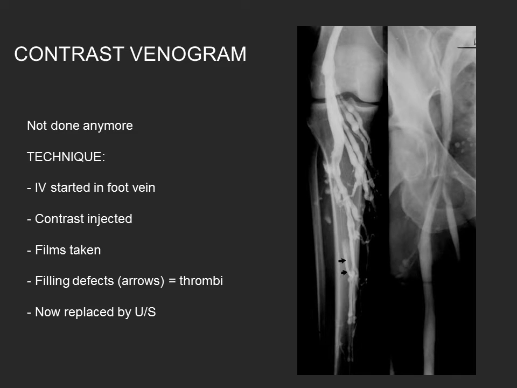This slide depicting contrast venograms is of historical interest when DVTs were diagnosed by leg venography. Contrast was injected into a dorsal foot vein, which would result in opacification of the entire deep venous system of the leg in the absence of thrombosis. If thrombi were present, filling defects would be seen as illustrated in the image on the right by the arrows. This imaging technique has now been replaced by ultrasound leg Doppler, which is currently the standard of care.